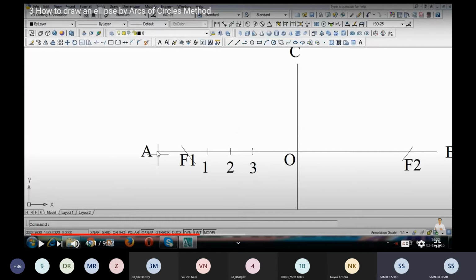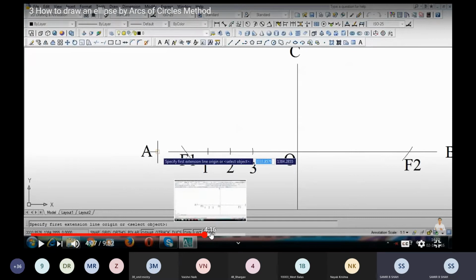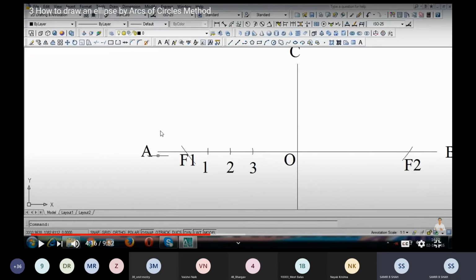Now the radius is A22. Center is F1, arcs on above and below side, and center is F2 with the same arc A22. Simultaneously do the same for A3. Okay, so we are getting 1, 2, 3 arcs in the second quadrant, 1, 2, 3 arcs in the third quadrant, and simultaneously in the first quadrant and the fourth quadrant. This is if we select 3 points.